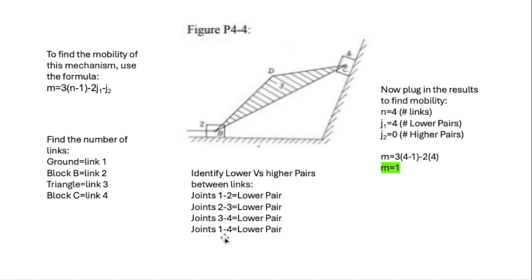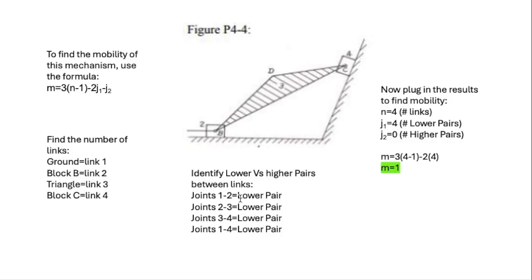Now the joints. How do you find the joints? The joints are where 2 links meet. So this surface on which B slides on top of link 1, that is a pair. Then you have a second one at this dot. And then same thing here. It's the same types of pairs.